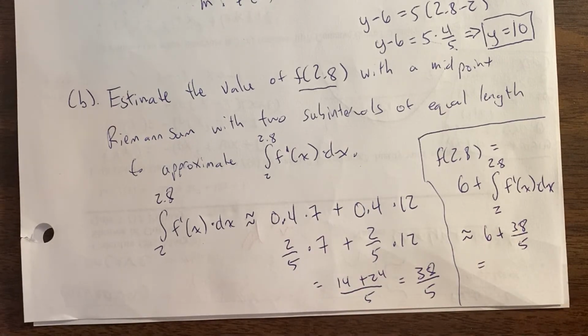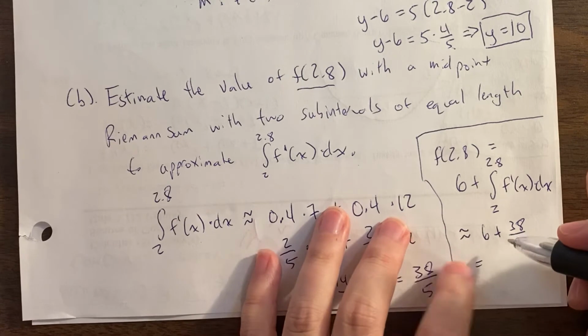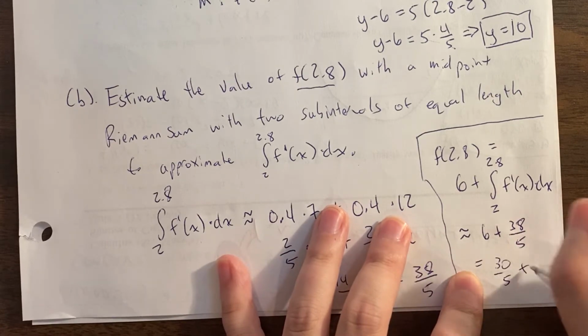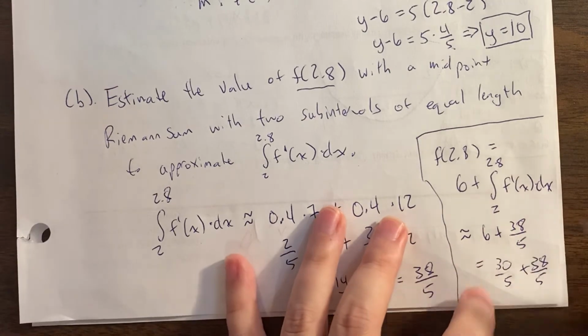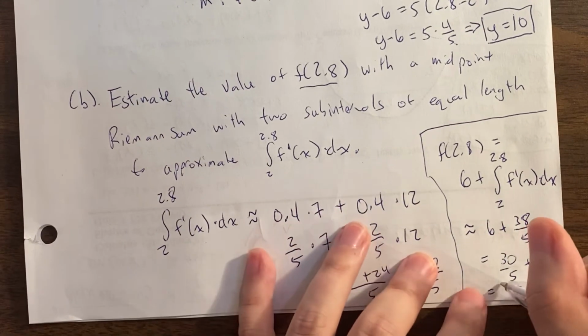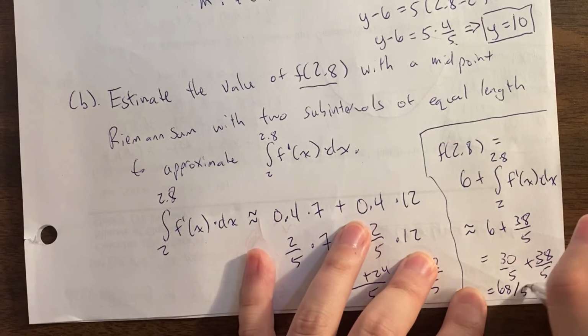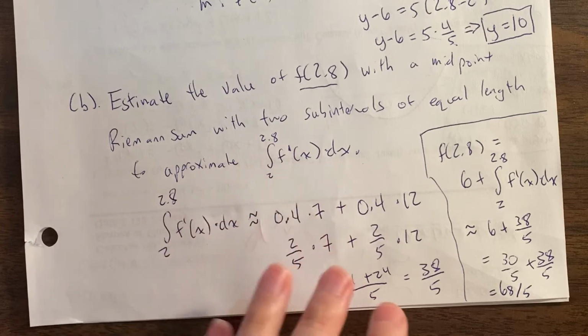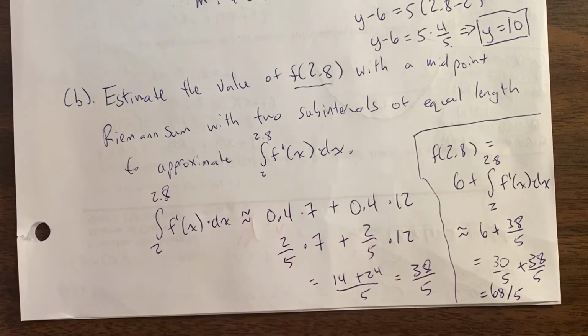So 6 can be written as 30 over 5, of course, plus 38 over 5. So it looks like we are going to get 68 over 5. Hopefully you can tell that. You can write it as a decimal, but I'm not going to do so because I don't feel the need to. So the answer is 68 over 5 in this case.